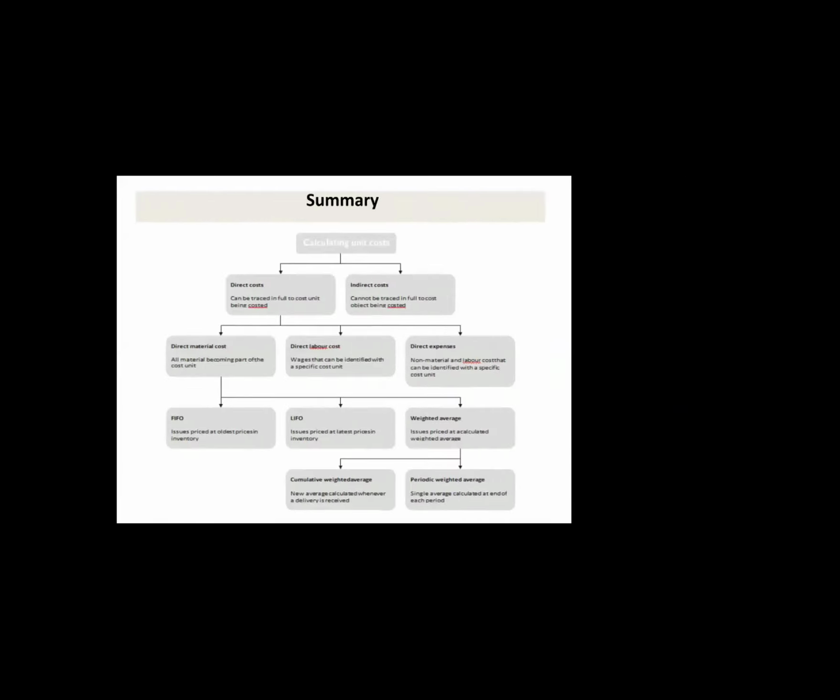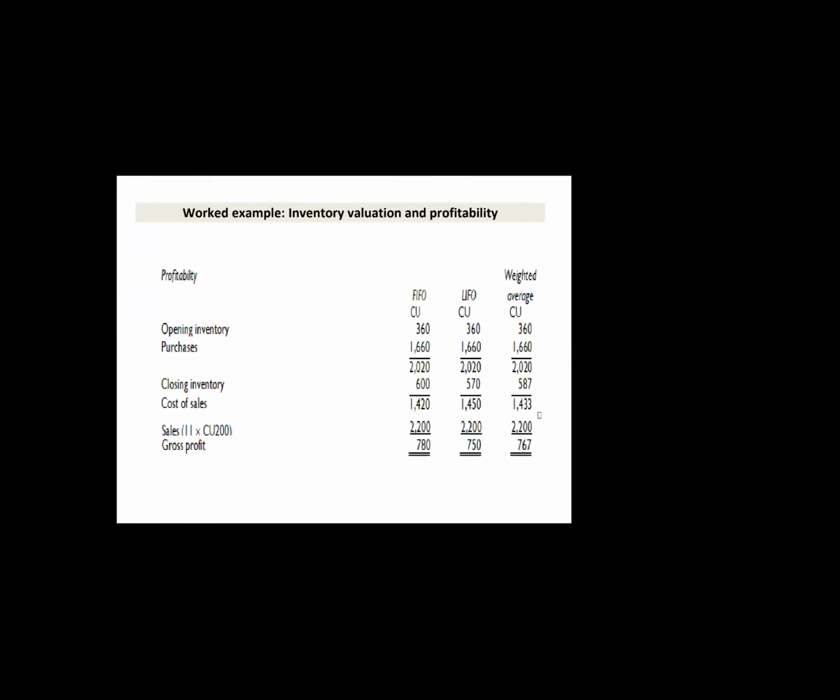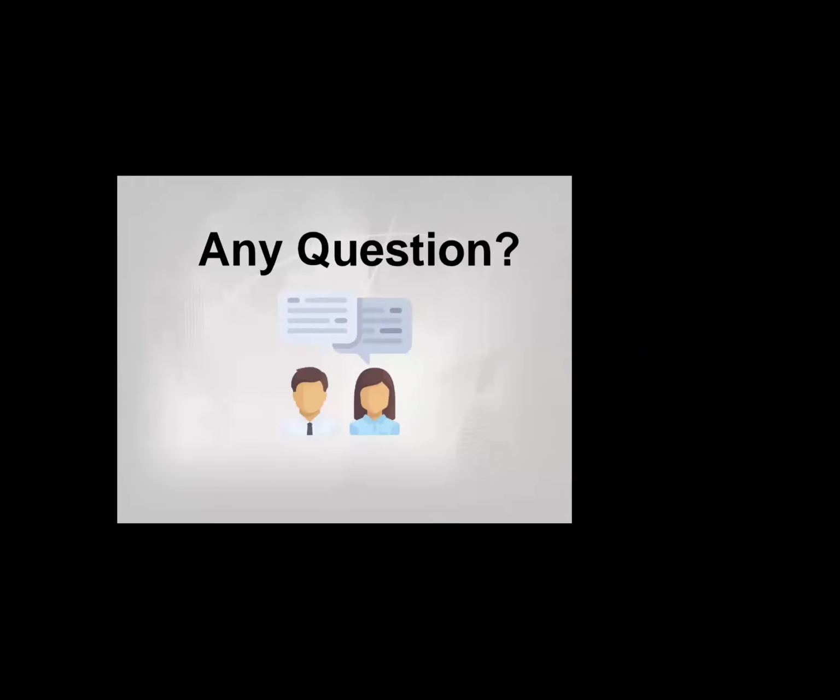Okay. That was all about this chapter, cost segregation and valuation of inventory. Any question about this chapter? If you have any query, please ask, or we'll move to the next chapter. Do you have any query?